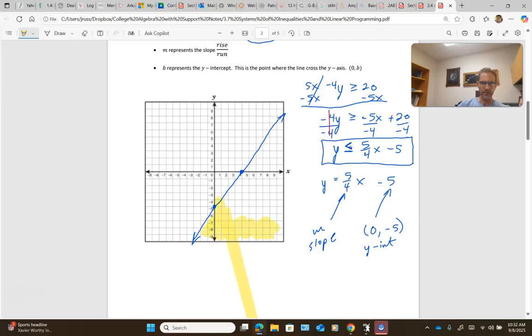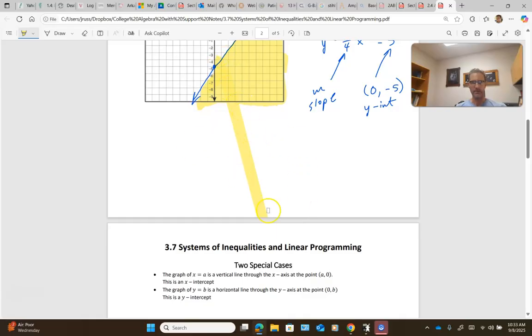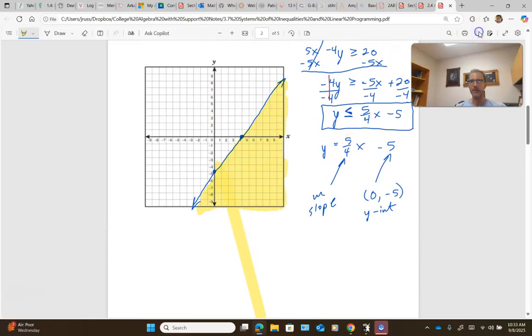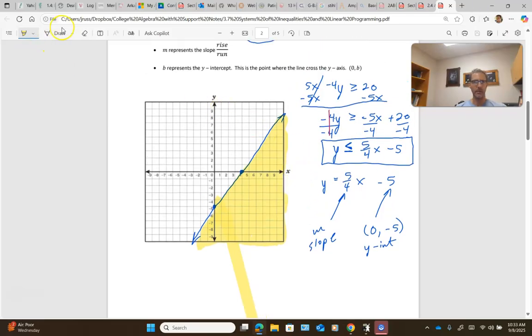I don't know why that stray mark keeps happening. I'm just going to leave it. That region right there. So we'll just ignore that. I think that's a glitch in the software here.